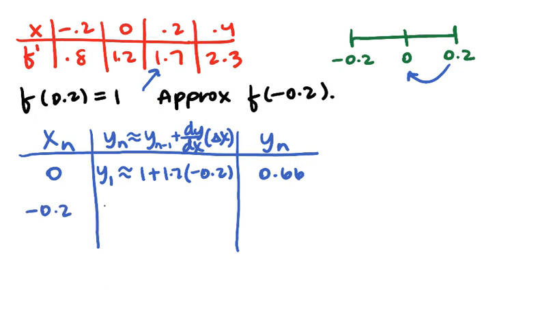And then y2 will be approximately equal to y1 plus dy/dx at x equals 0, so that's 1.2 times negative 0.2. All right, so that actually won't be that bad because I've got 0.66, and I'm going to subtract 0.24, and that would leave me with 0.42.